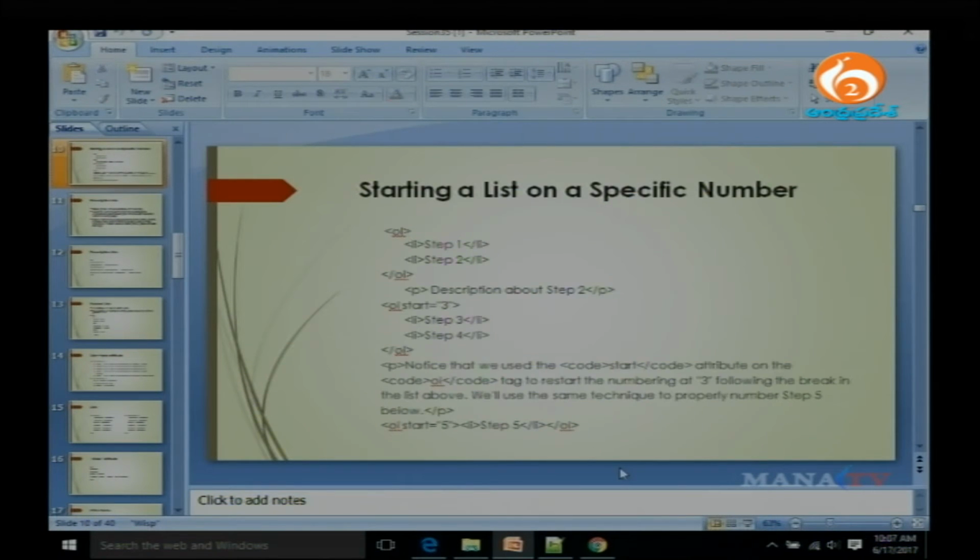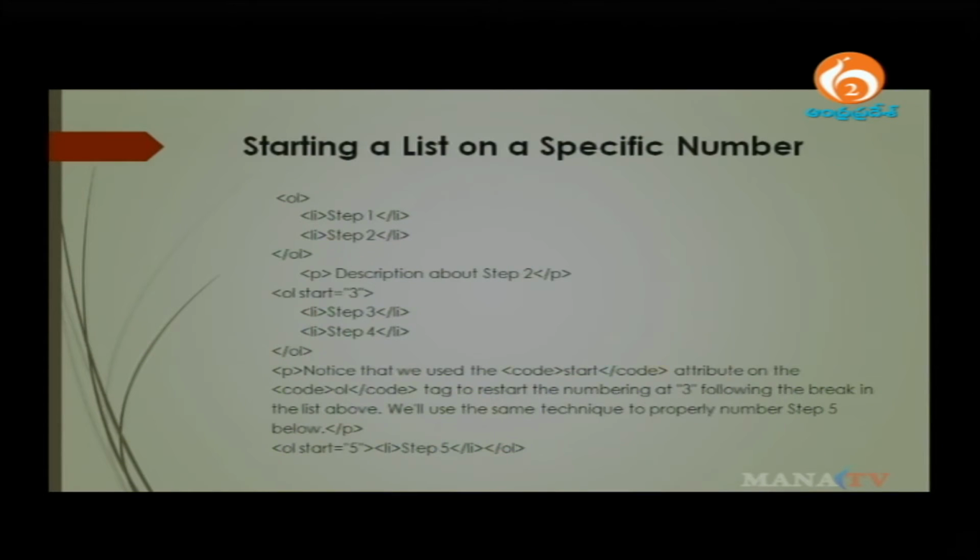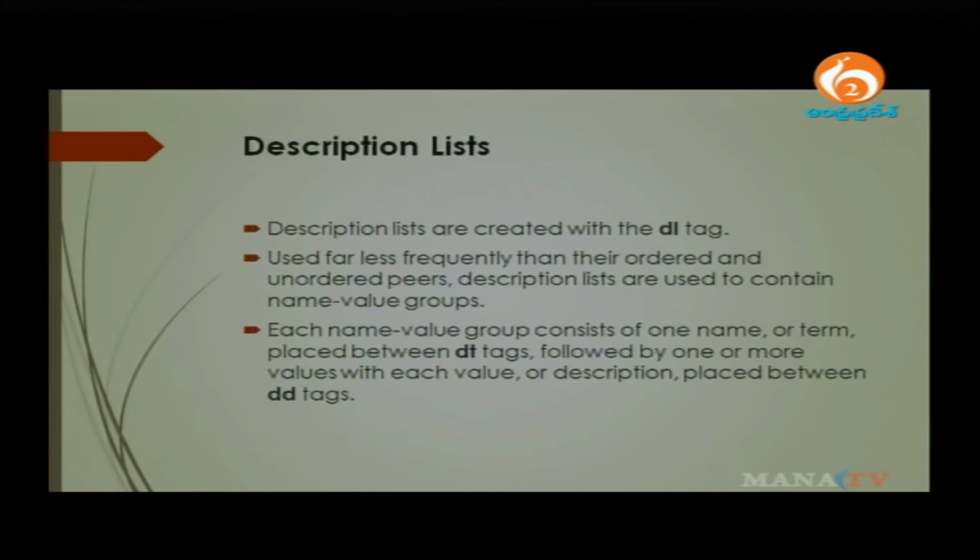Start of the numbering in ordered list, not everywhere. And what are the description lists? Description lists are created with the DL tag. They are used far less frequently than the ordered and unordered lists. Description lists are used to contain name value groups. Each name value group consists of one name or term placed between DT tags and followed by one or more values, with each value or description placed between DD tags.